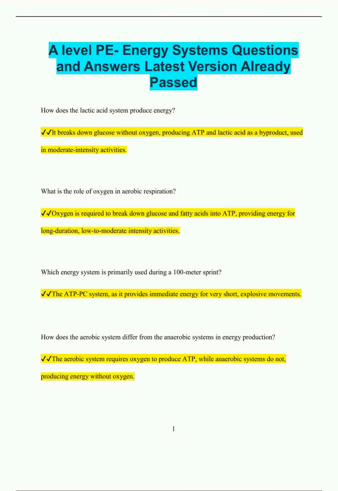Which energy system is primarily used during a 100-meter sprint? The ATP-PC system, as it provides immediate energy for very short, explosive movements.